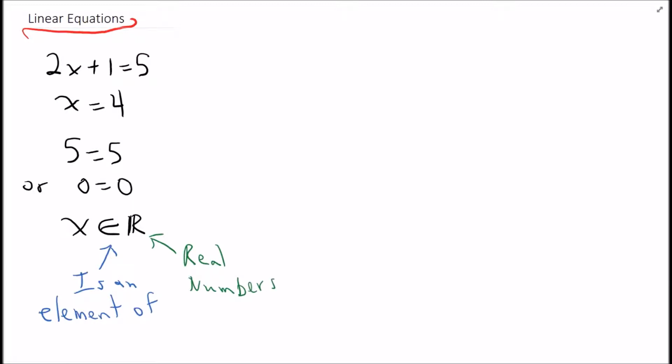Now, on the other hand, if you got something like 4 equals 0, where that doesn't make any sense, then basically there's no solutions, so therefore x doesn't have a value, so therefore no real solutions. Alright, so keeping that in mind, because that can come up occasionally, let's try to solve a couple of linear equations.